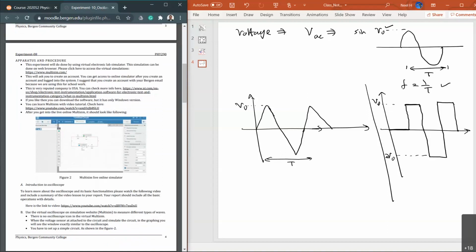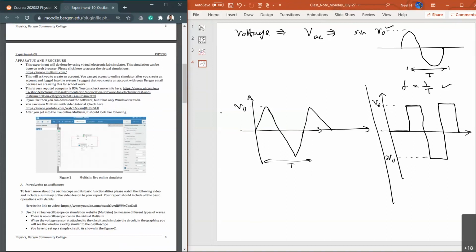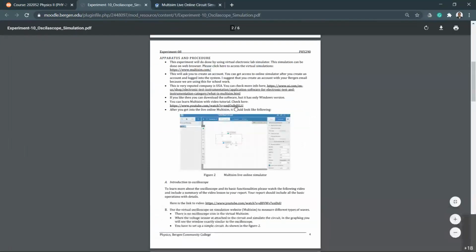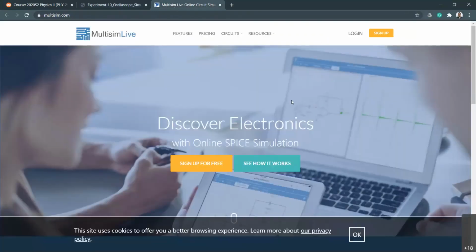Now, to do this experiment, what you need is a couple of things. So you need this virtual oscilloscope, right? For the virtual oscilloscope, you have to make a login. You can click on this link, page number 4. It says Multisim right here. Just click that link. That will open up a new window right here. It should look like this.